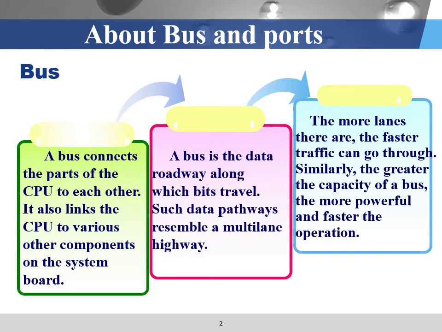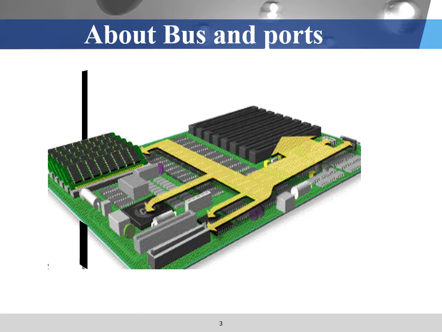A bus usually contains several lanes. The more lanes the bus has, the more data the bus can transfer at a time. So here shows you the bus, and we use the bus to connect different components. Like here, we use the bus to connect the CPU, memory, different kinds of slots.